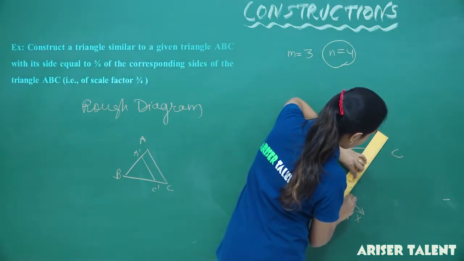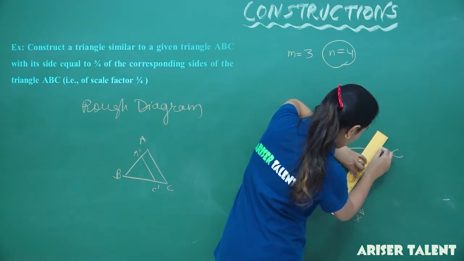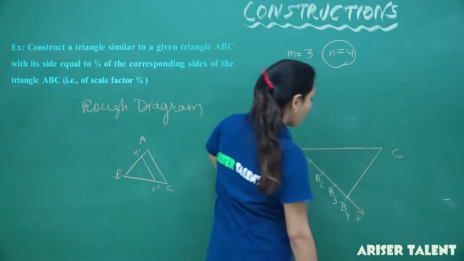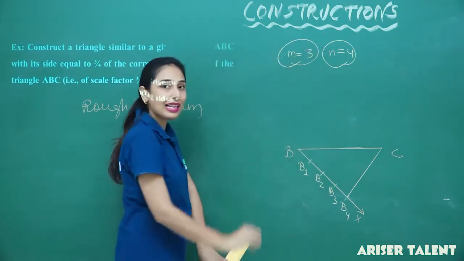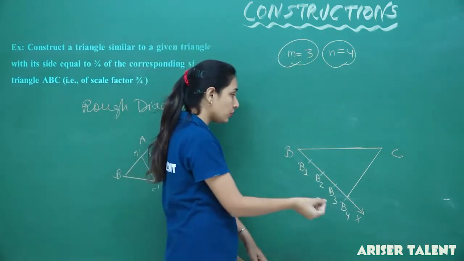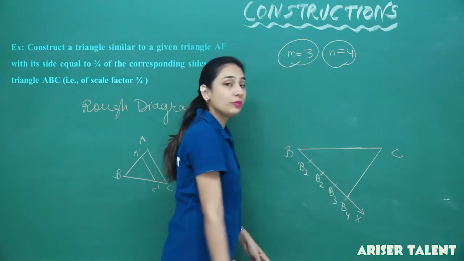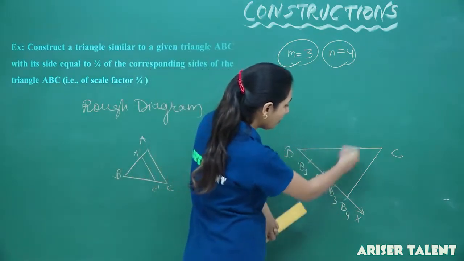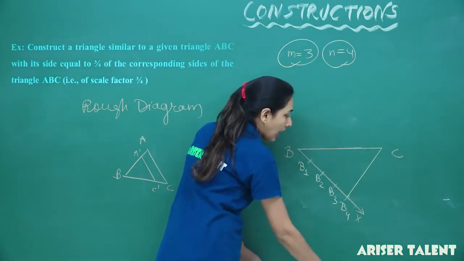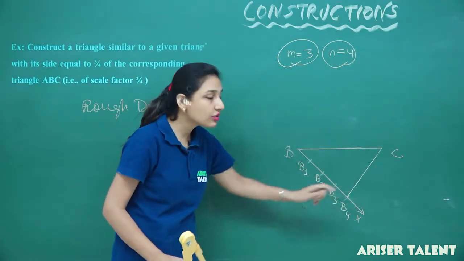Right, so I am just going to meet this point C to B4. Now I will be having this M equals 3, so I will count 1, 2, 3. So it's B3 here. Okay, so I can have this angle, and I'll be having this angle equal to this angle also.